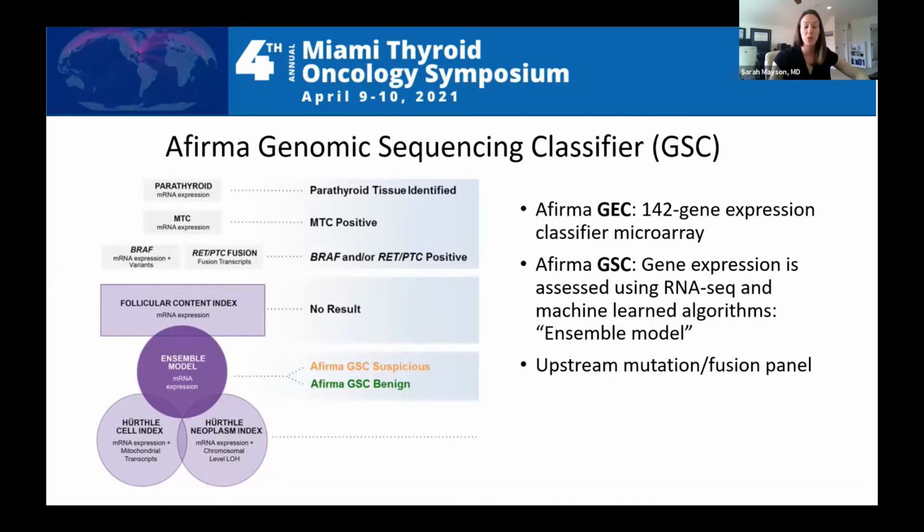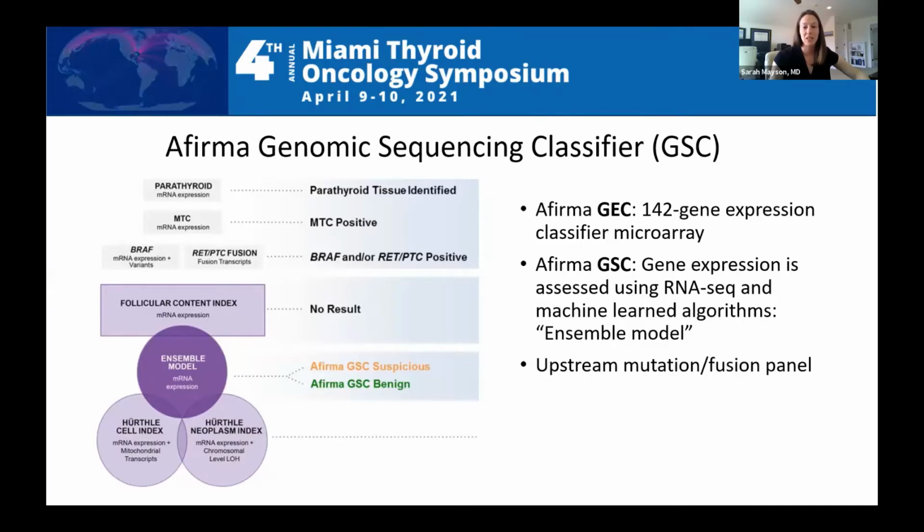which in contrast to its predecessor, the Afirma GEC test, which utilized microarray technology, GSC utilizes RNA sequencing to evaluate gene expression and then machine learned algorithms. As Dr. Nikiforova mentioned, upstream of the core classifier, there are components that can identify parathyroid tissue, medullary thyroid cancer, selected mutations and fusions associated with PTC, and in such cases, the core classifier is bypassed.